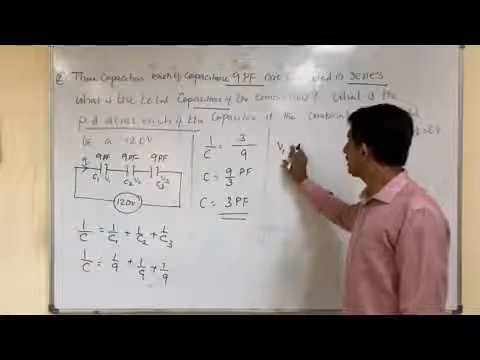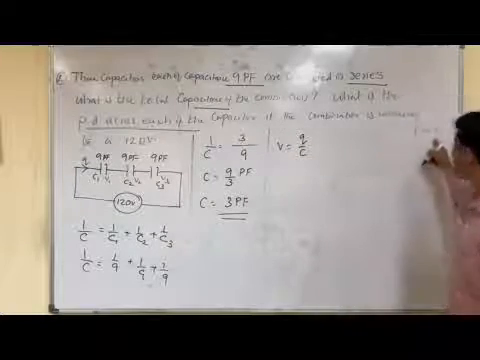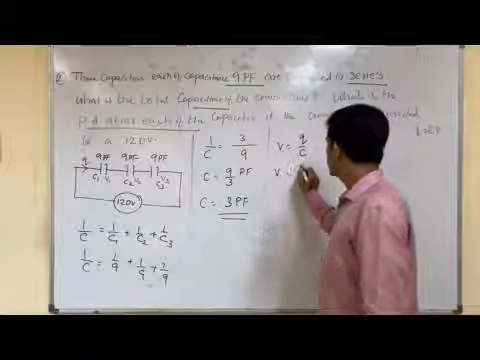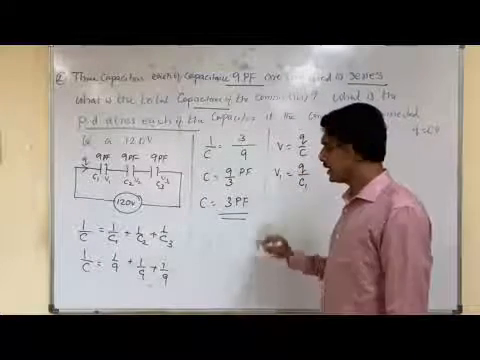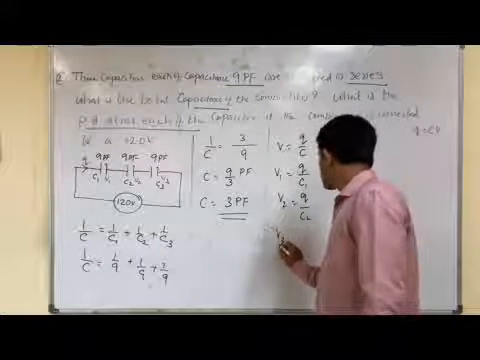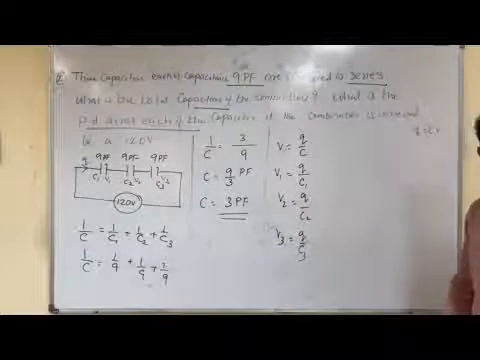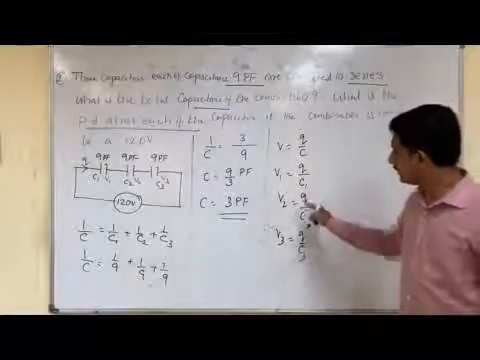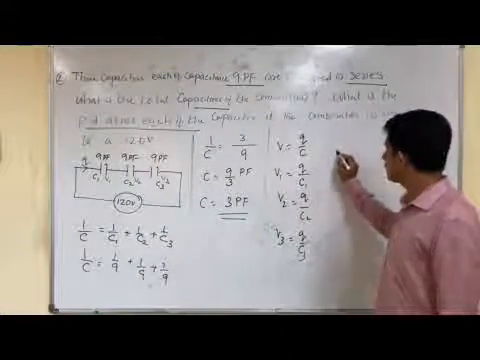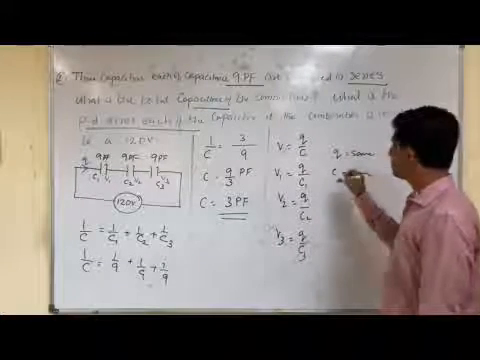Our actual formula is V is equal to Q by C. You know that Q is equal to CV, so V is equal to Q by C. So we can calculate V1 is equal to Q by C1, V2 is equal to Q by C2, and V3 is equal to Q by C3. We can follow this formula, but the capacitance is the same in each case, and the charge Q is also the same in all cases.